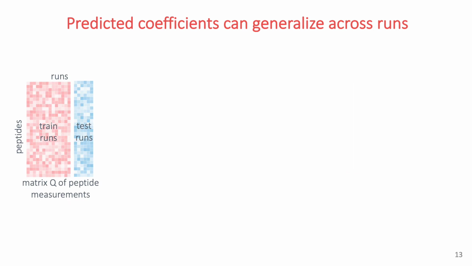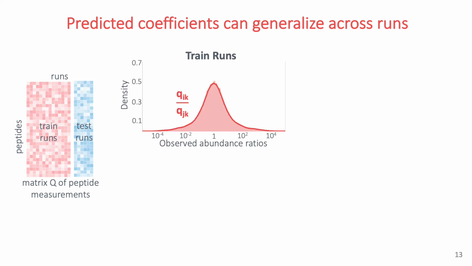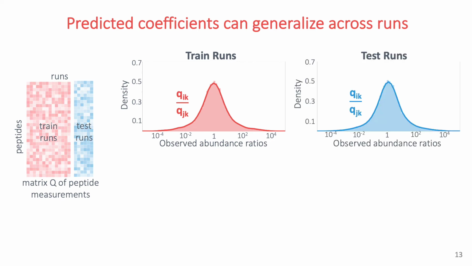We started with the task of predicting for neurons. For this, we subdivided our Q matrix into a train and test set of runs, trained our neural network from the train matrix, and made predictions for all peptides. Here you see the distribution of the observed abundance ratios for the train matrix. So in other words, for all pairs of sibling peptides I and J, we plotted QIK divided by QJK. And we, of course, created the same plot for the test runs as well. So for both sets, we see that the original distributions show quite high variance.